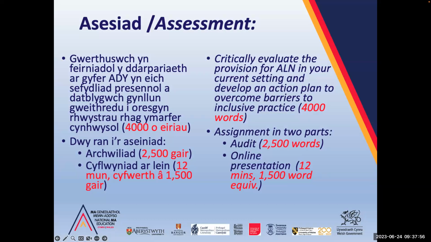So the assessment is to critically evaluate the provision for ALN in your current setting and develop an action plan to overcome barriers to inclusive practice. And it needs to be 4,000 words. Again, you've got that 10% leeway either way, so 10% under or 10% over. We've divided the assignment into 2 parts. So we would like you to do an audit, which is going to be around 2,500 words, and that's indicative, just so that you've got a balance in terms of the audit and the online presentation.